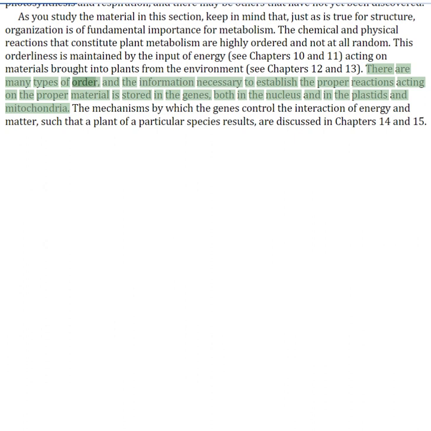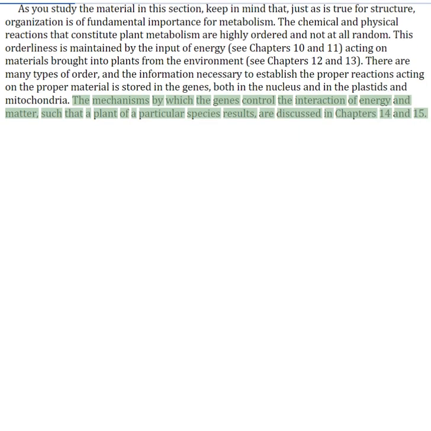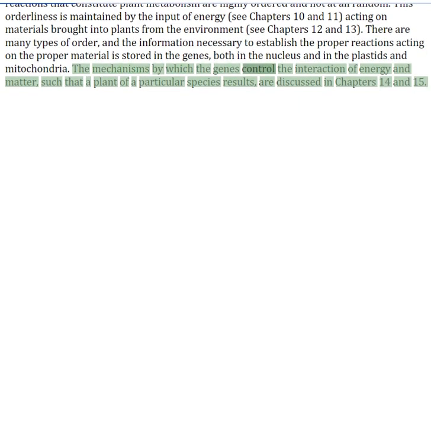There are many types of order, and the information necessary to establish the proper reactions acting on the proper material is stored in the genes, both in the nucleus and in the plastids and mitochondria. The mechanisms by which the genes control the interaction of energy and matter, such that a plant of a particular species results, are discussed in chapters 14 and 15.